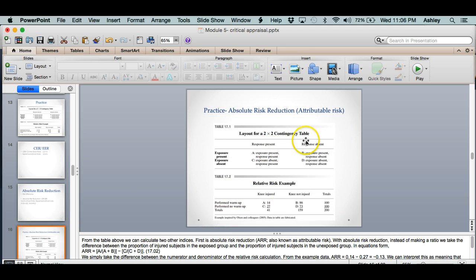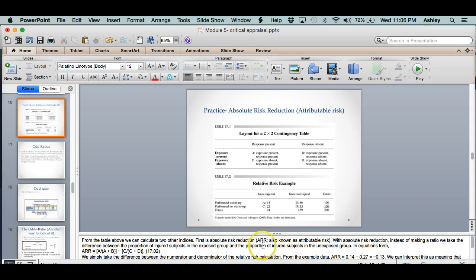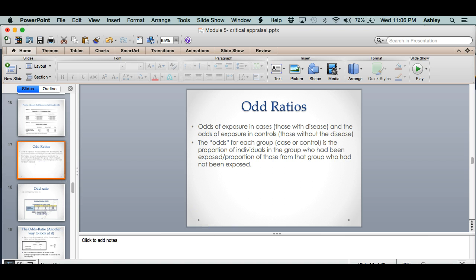Now here's another example. And again, all of the information is down here, but look at the numbers and see if you can come up with the same numbers to answer for absolute risk reduction. Now let's look at odds ratio.